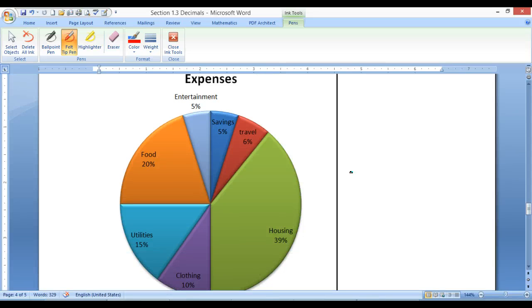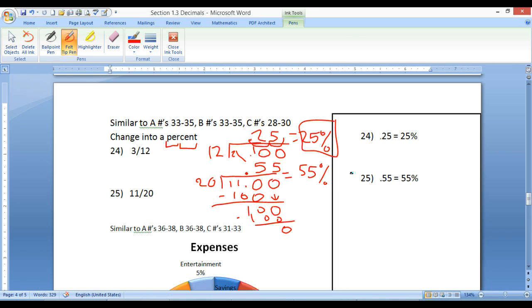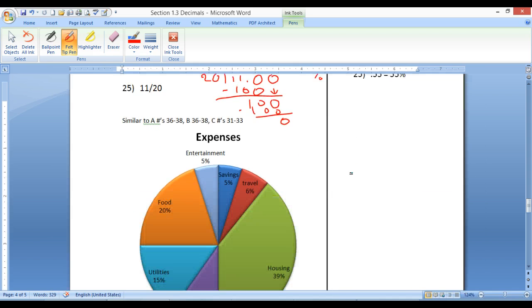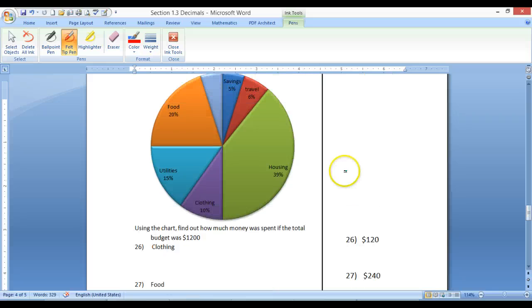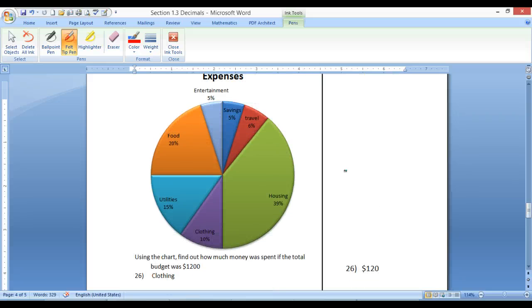So here's my chart. I'm going to zoom out just a little bit so that we can see everything. There we go. Okay, so here we have our expenses pie chart, and the largest section is housing at 39%. The next would be food at 20, utilities at 15, clothing 10, entertainment 5, savings 5, and travel 6.